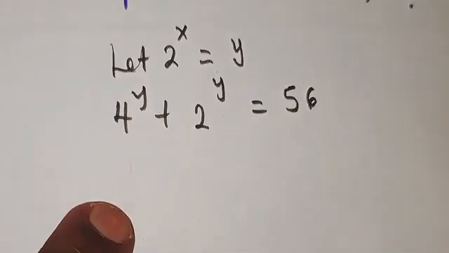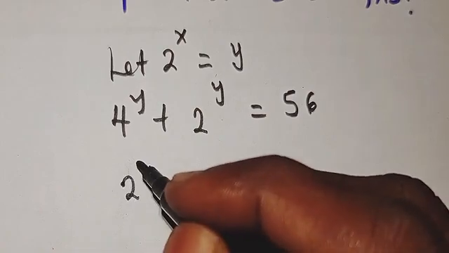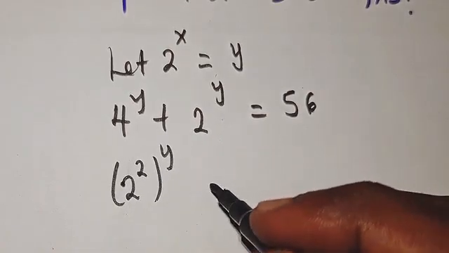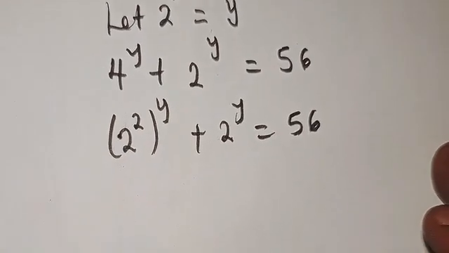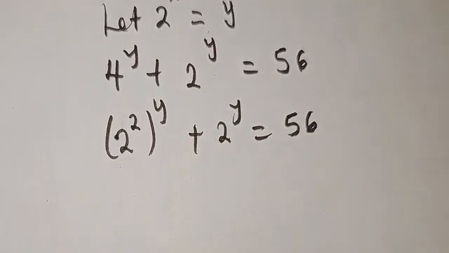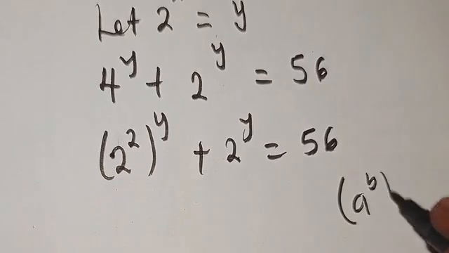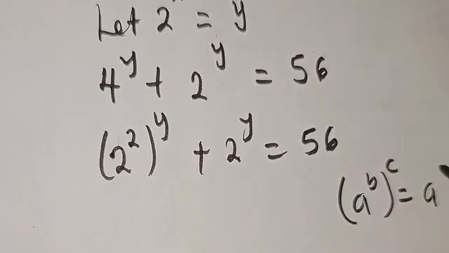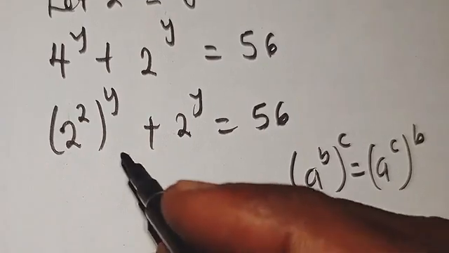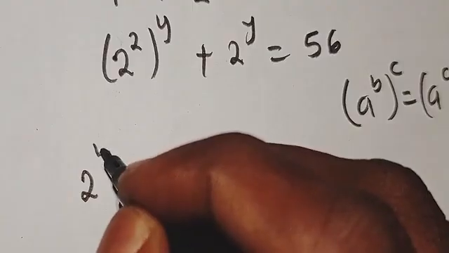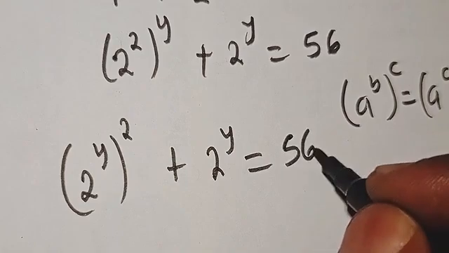So now from there, we can rewrite this. 4 to the power of y can be written as 2 to the power of 2, then to the power of y, plus 2 to the power of y equals 56. So now the next thing we're going to do: when you have a to the power of b, then to the power of c, this can be written as a to the power of c, then to the power of b. So I interchange the exponent. I can do the same thing here. So we're going to have 2 to the power of y, then 2 to the power of 2 here, plus 2 to the power of y equals 56.